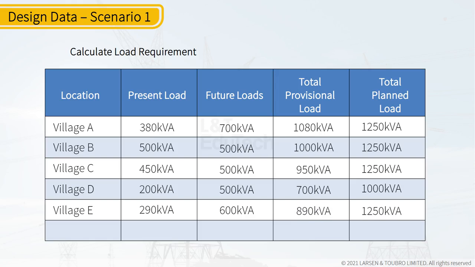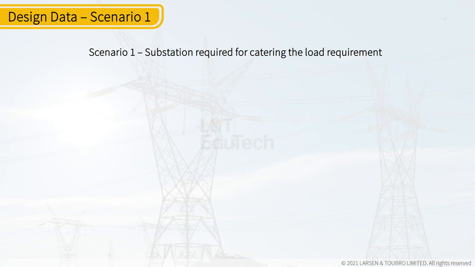And for all villages, present calculated load is 1820 kVA, future load is 2800 kVA, total provisional load is 4620 kVA, and planned load is 6000 kVA. As previously discussed, the substation is available for catering the load requirement which is indicated in the earlier map displayed. The derivation of the load calculation is described below.